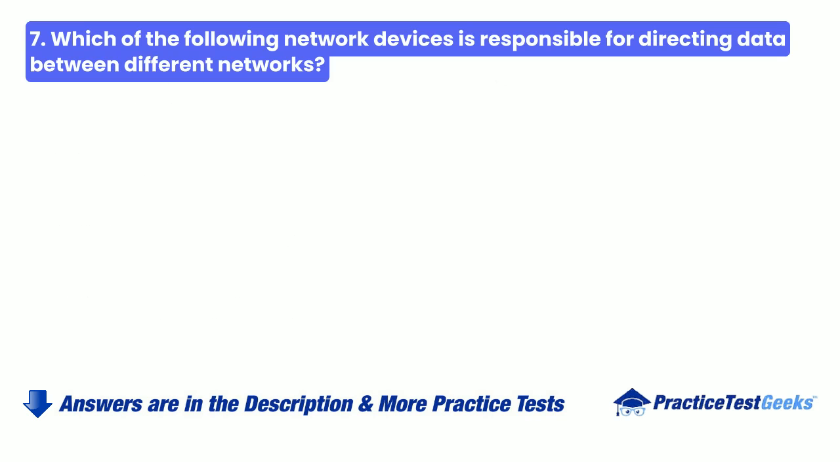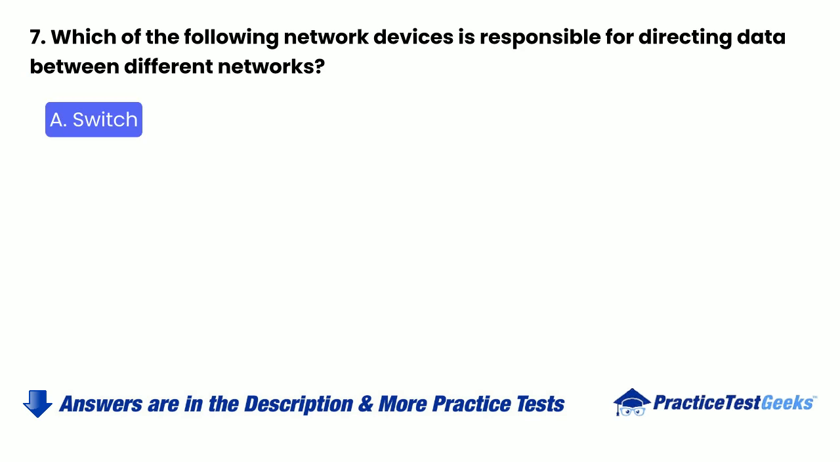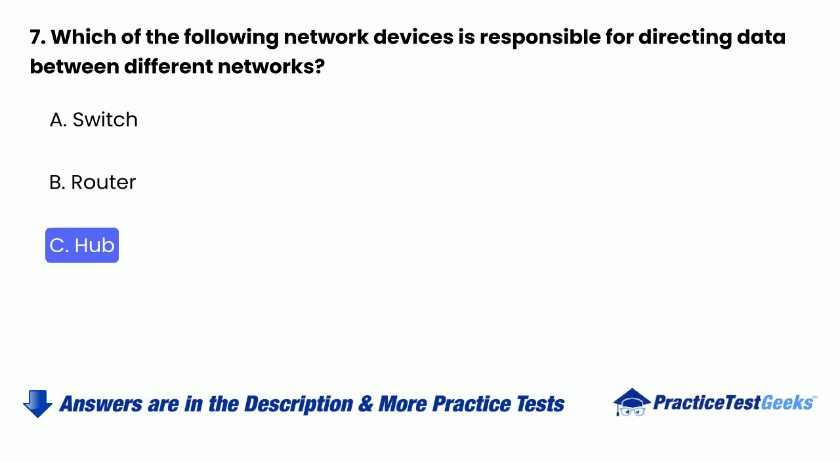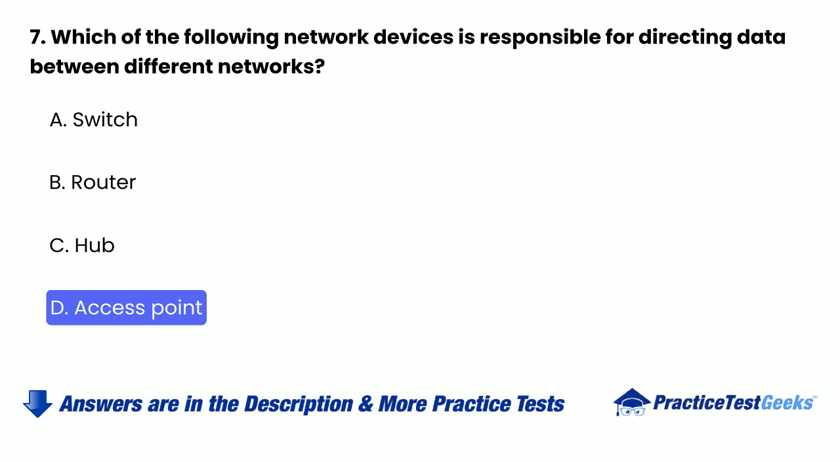7. Which of the following network devices is responsible for directing data between different networks? A. Switch. B. Router. C. Hub. D. Access point.